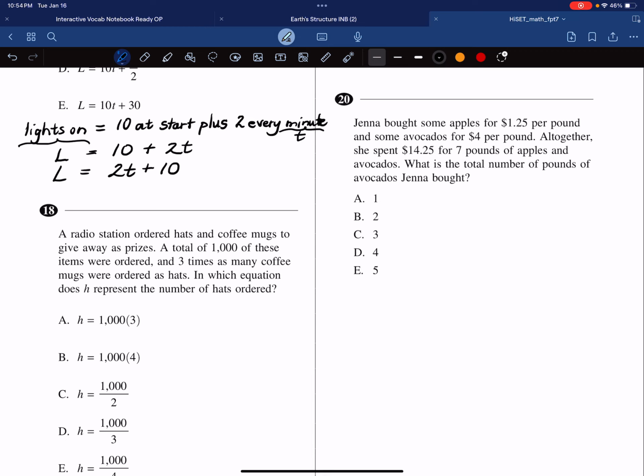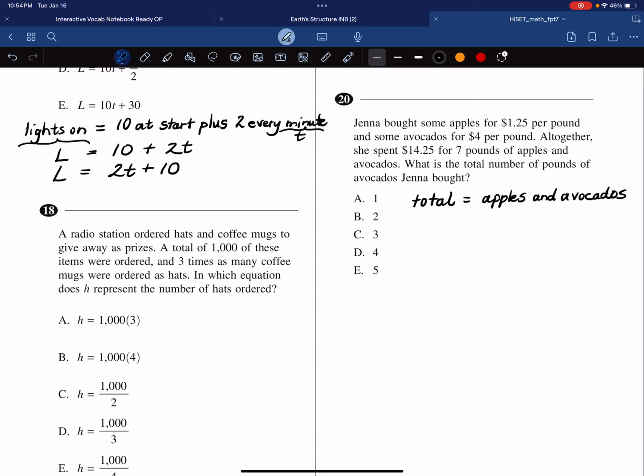So this is a system of equations. This is not an easy problem, but I like to start with putting it in terms that make sense. So the total is made up of apples and avocados.